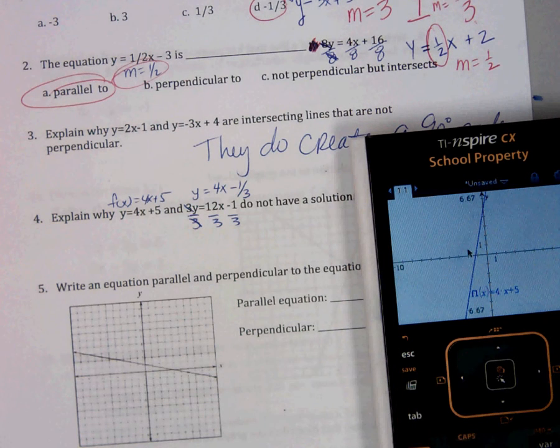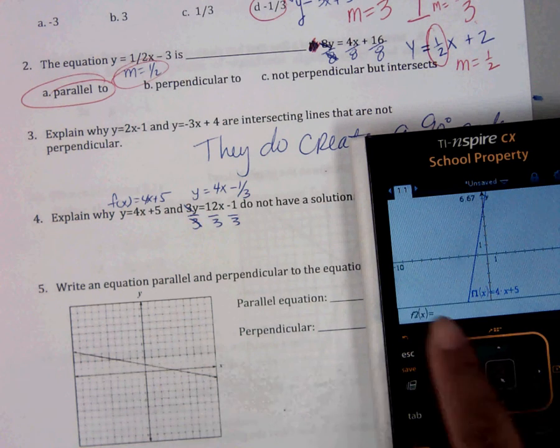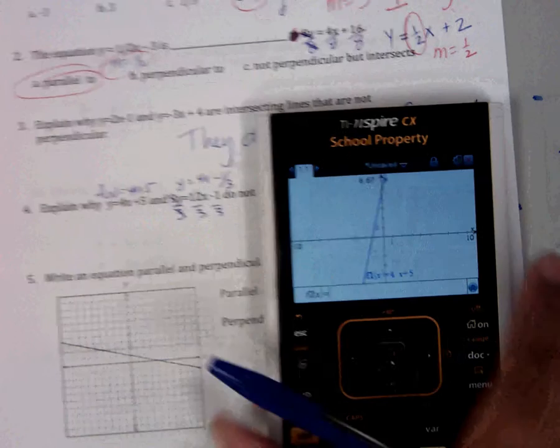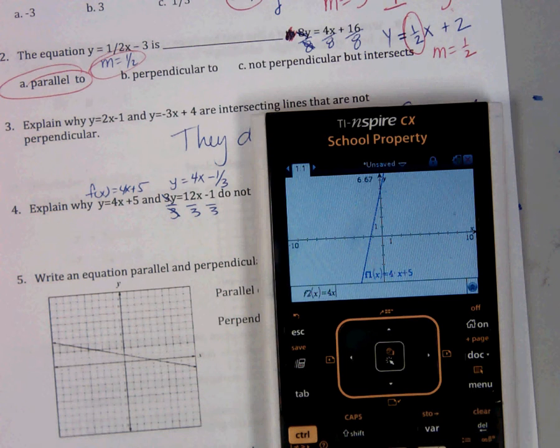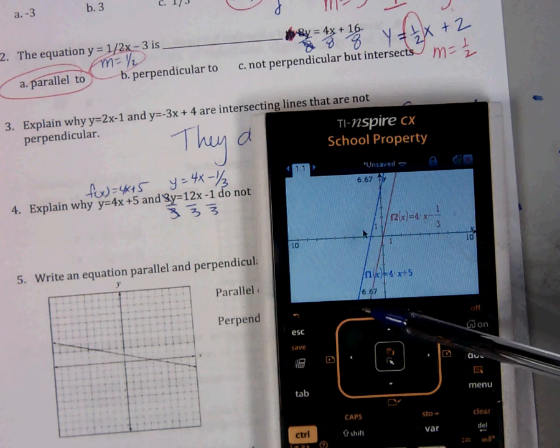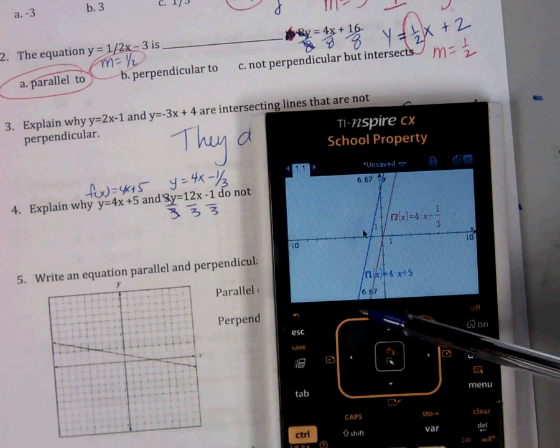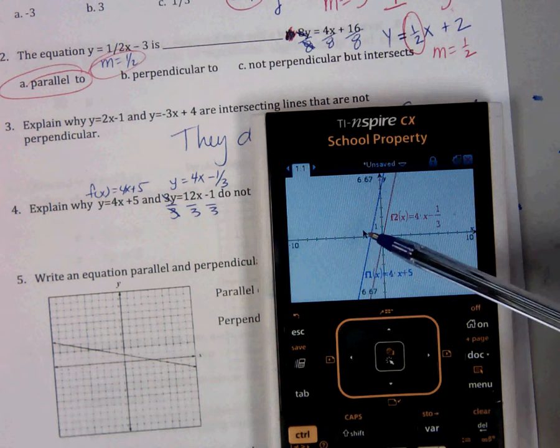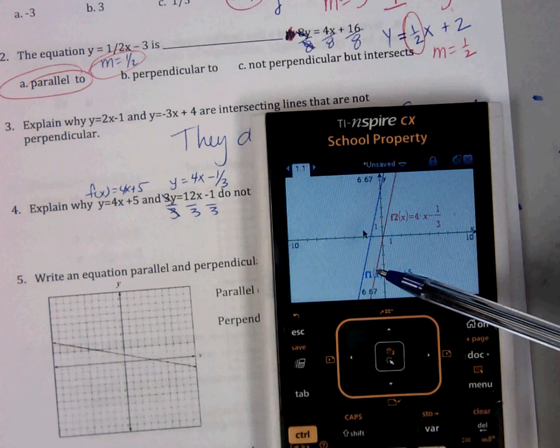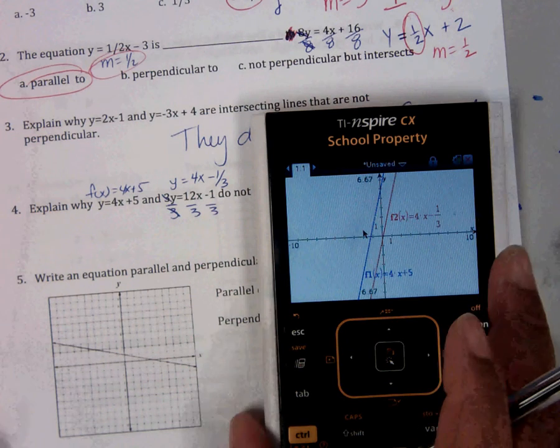Now some of you already remember, let me hit tab, because that's the only way to bring him back up. You already remember that parallel lines have the same slope. Some of you have forgotten, so graphing this is going to be really important for you. But as you can see, they are parallel. They do not cross. No solution systems are lines that are parallel.